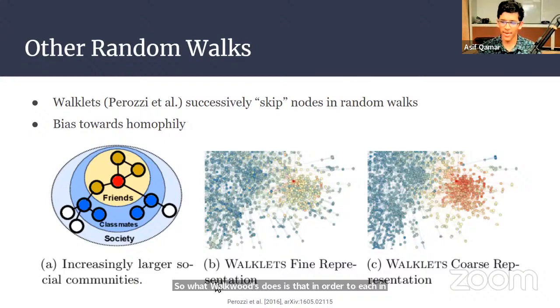it'll first do a basic random walk for those direct neighbors. And then once it's done that, in order to represent the next layer of the community, it's going to skip the nodes that it's already considered. And so this allows it to bias towards homophily and just focus on similarities between communities.